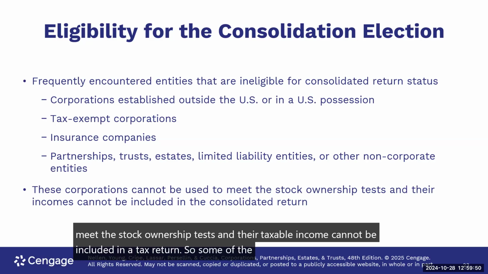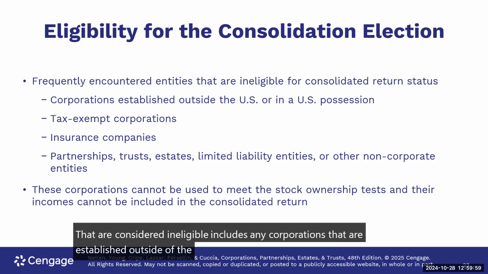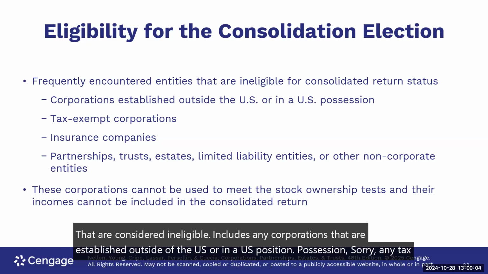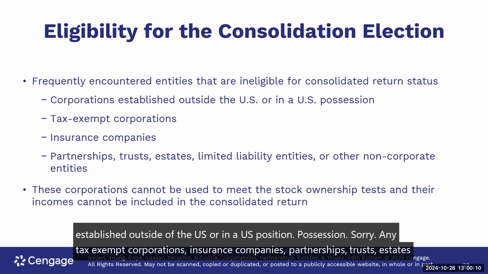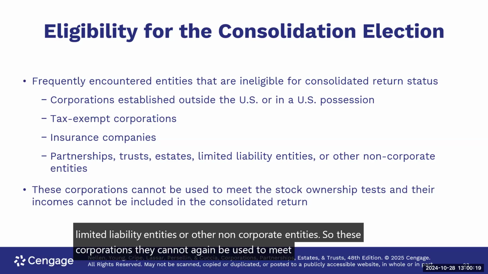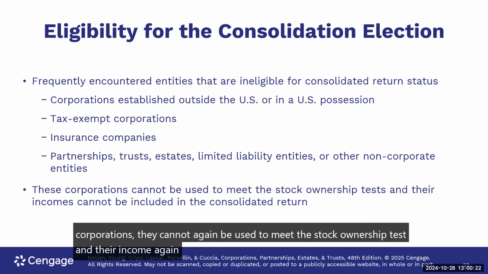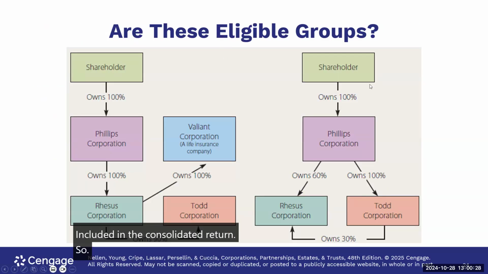Some of the most frequently encountered entities that are considered ineligible include any corporations that are established outside of the U.S. or in a U.S. possession, any tax-exempt corporations, insurance companies, partnerships, trusts, estates, limited liability entities, or other non-corporate entities. So these corporations, again, cannot be used to meet the stock ownership test, and their income can't be included in the consolidated return. So are these eligible groups? Again, these are some key things to keep in mind.